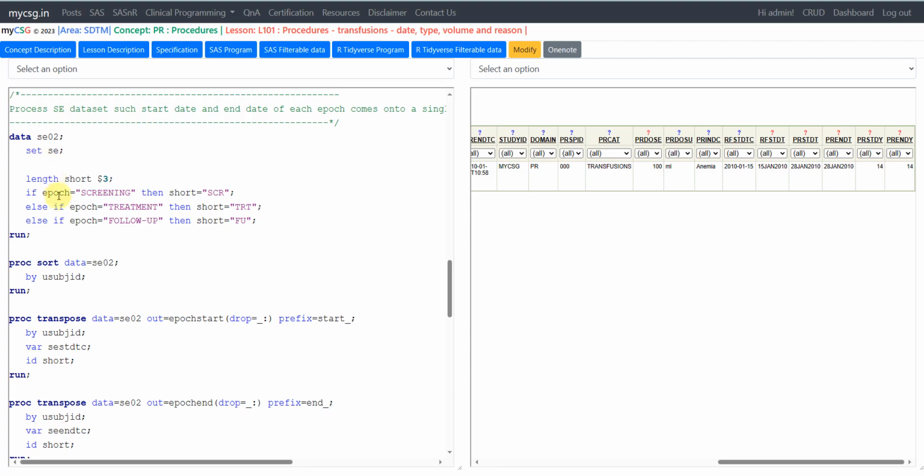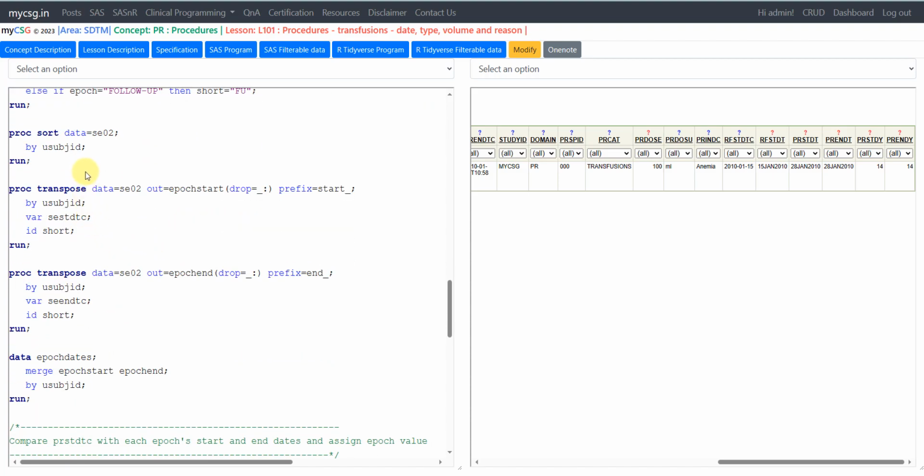Here I am creating it using the SE dataset and creating a dataset called SE02. In this I am creating a new variable called short, an abbreviated version of the epoch value. If epoch is screening, I'm using an abbreviation of SCR. If it is treatment, I'm using TRT, and if it is follow-up, I'm using FU. What I'm trying to do here is to get the start dates of each element onto a single record for each subject.